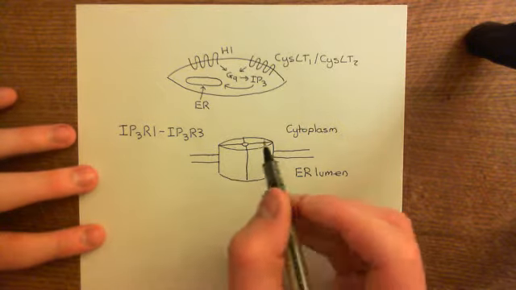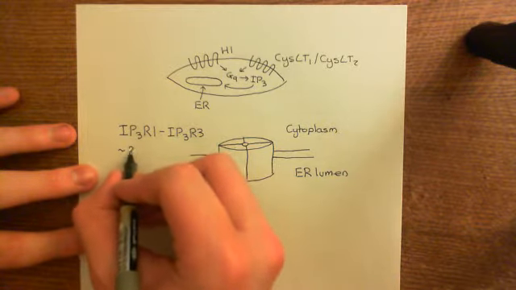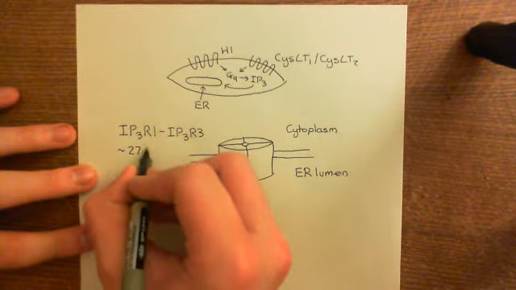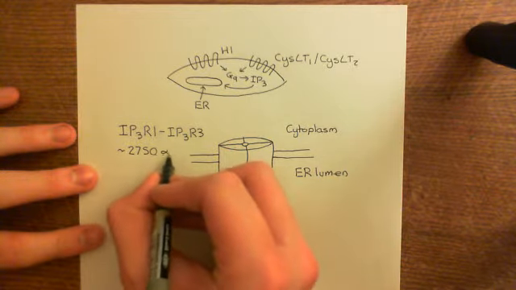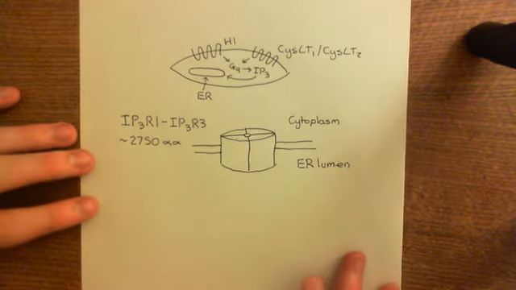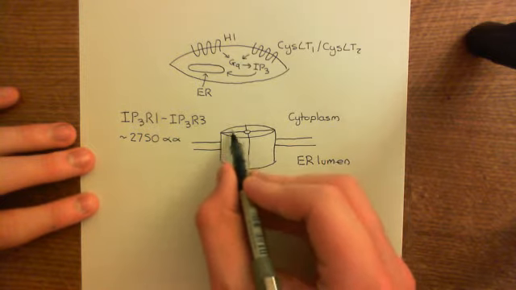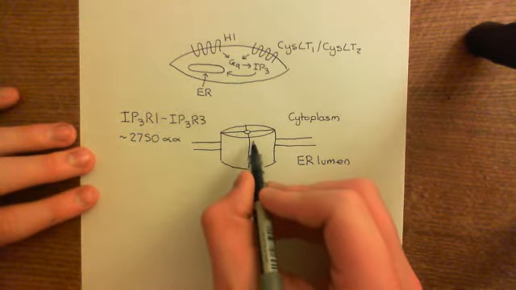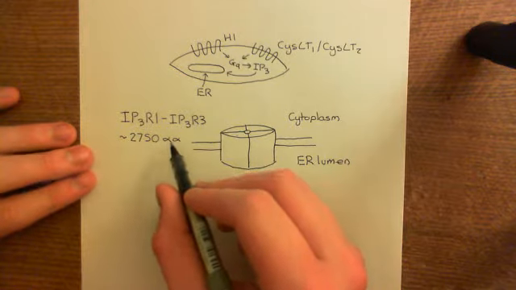mix and match. Another fun fact about these IP3 receptors is that they are absolutely massive. Each one of the subunits of the IP3 receptor has around 2,750 amino acids. Now take it from me, that is a massive, massive protein, and you are sticking 4 of these things together. These are massive proteins. They're not as big as the ryanodine receptors, but they are still big.